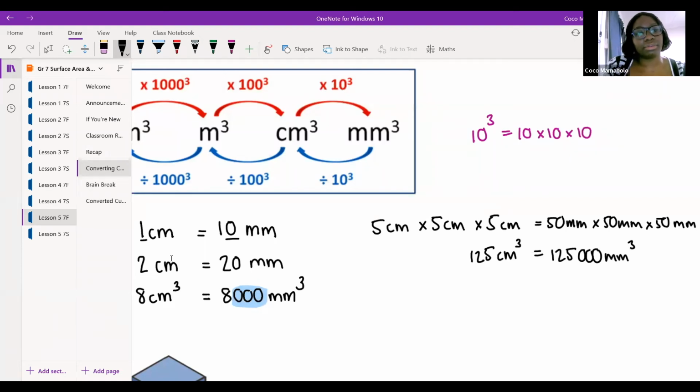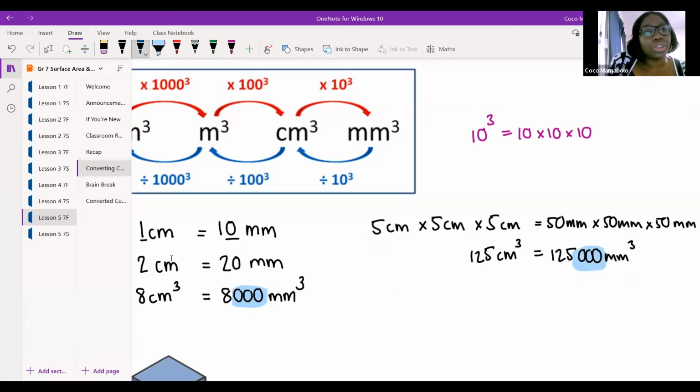So every single time when I convert from centimeters to millimeters, how many zeros do I add, guys? Tell me in the chat. Excellent. I'm going to add 3 zeros.